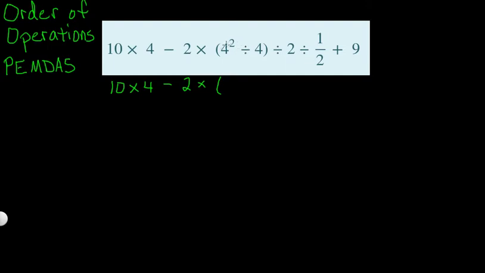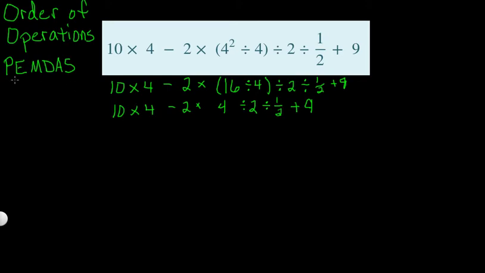And so parentheses, exponent. So we need to evaluate this exponent. 4 to the second power, 4 squared is 4 times 4, which is 16. And 16 divided by 4. All right? And so then we can, again, just bring everything else right on down, divided by a half, plus 9. Okay, so then we finish in the parentheses. 16 divided by 4 is 4. So then that becomes 10 times 4 minus 2 times 4 divided by 2 divided by 1/2 plus 9.